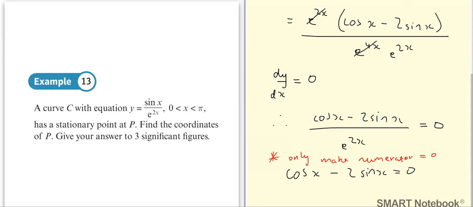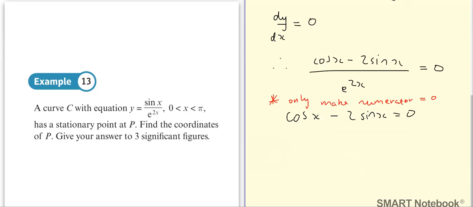And then from there, this should become more straightforward, depending on how much of trig you remember. So cos x equals 2 sine x. What am I going to do with this? You guys are going to tell me now. I need to solve this between 0 and pi. What is my next step here?